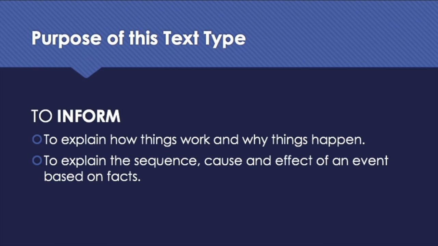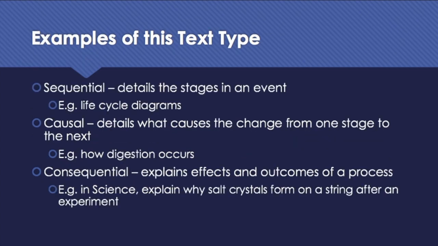It's to explain how things work and why things happen, and to explain the sequence or cause and effect of an event based on facts. So it's always supported by facts, why something happens or how something works based on the evidence. There are a few different examples of this type of text.